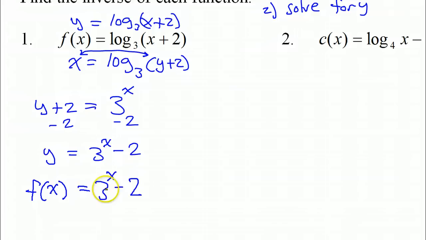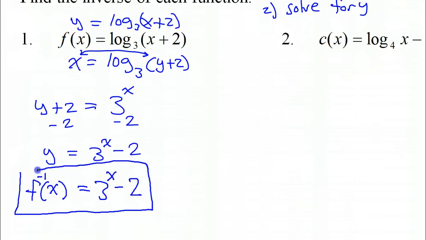This is now the inverse function. We can't have f of x and f be two different things. This is the inverse. So what we do is we put a little minus 1 on this one. And it's read f inverse is equal to 3 to the x power minus 2. And this is what you will put for your final answer.